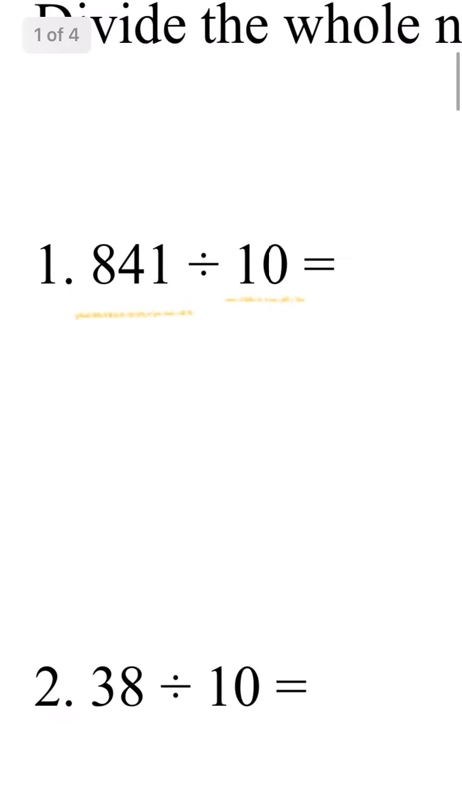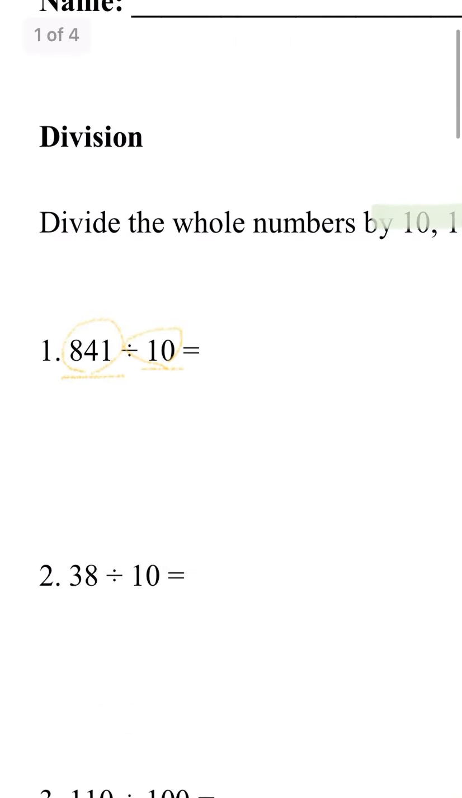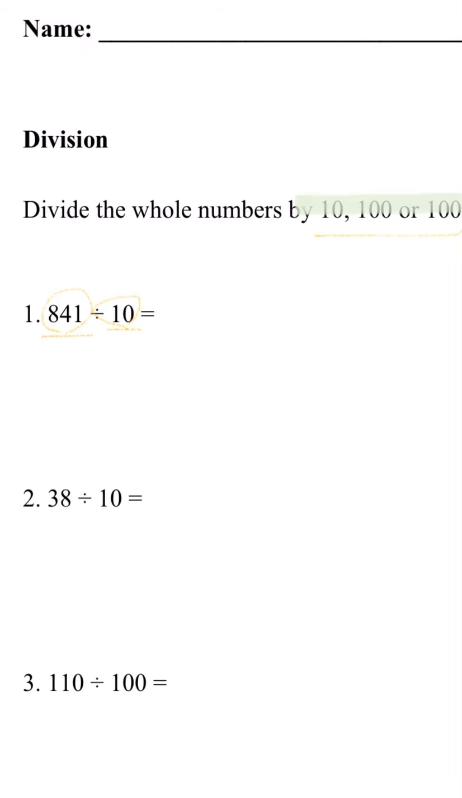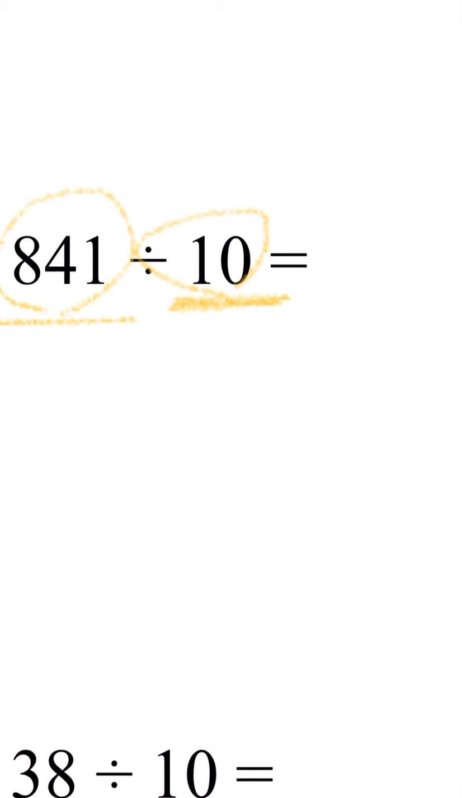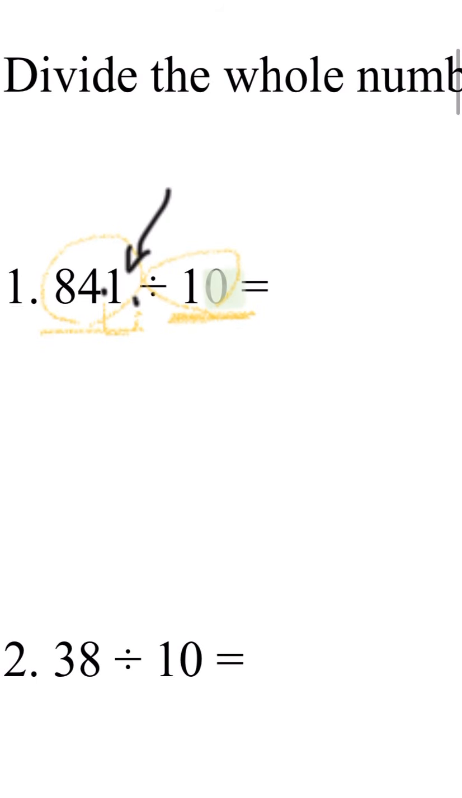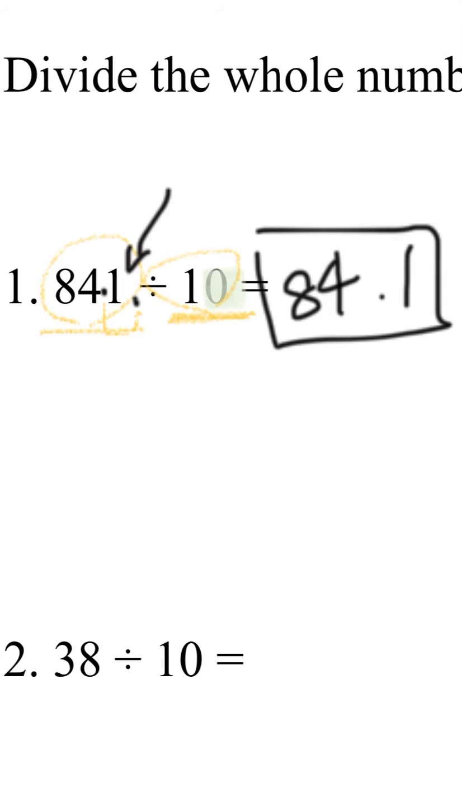Okay? So whenever we're dividing a number by 10, 100 or 1,000, we are going to look at the zeros. And we're going to see how many zeros it has, right? So 10 has 1 zero. Okay? And so we are going to move this decimal point. So remember there's a decimal point over here, and we're going to move this decimal point to the left one. So now the decimal point is over here. Okay? So our answer is going to be 84.1. See how quick that was?